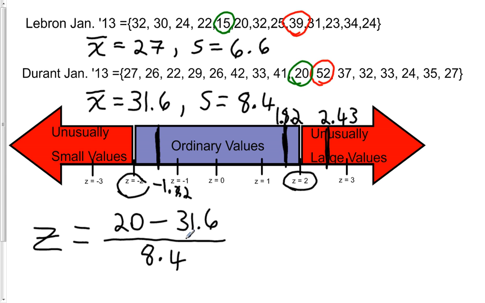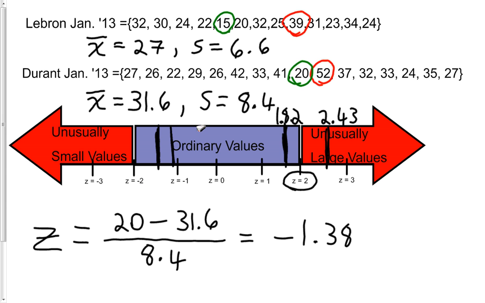Let's see what we get here. 20 minus 31.6 is negative 11.6. Then we divide that answer by 8.4, and we get negative 1.38, which also falls in the ordinary values range. So it wouldn't be extraordinary or unusual for Kevin Durant to score only 20 points on any given night in the month of January in the year of 2013.